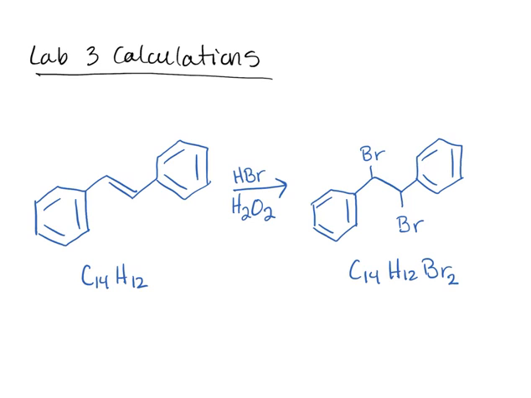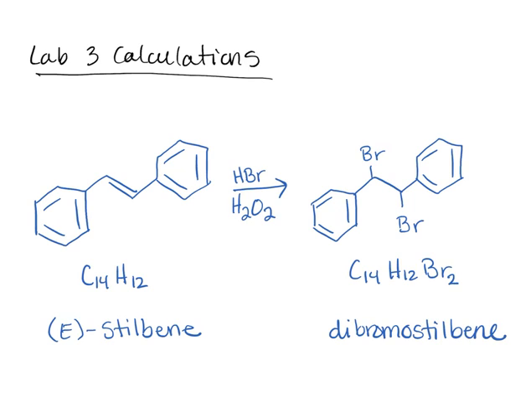So in this reaction we start with E-stilbene, and we'll talk about what that E means in a future lecture. It has to do with the double bond. And then after we add hydrobromic acid and hydrogen peroxide, we end up with dibromostilbene. And you can see the molecular formulas down below. In a previous video, I had the wrong molecular formulas, so these are the correct ones. C14H12 becomes C14H12Br2.